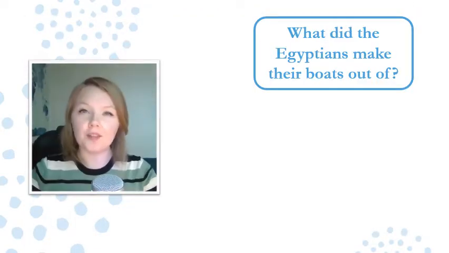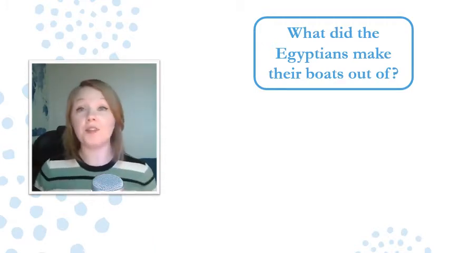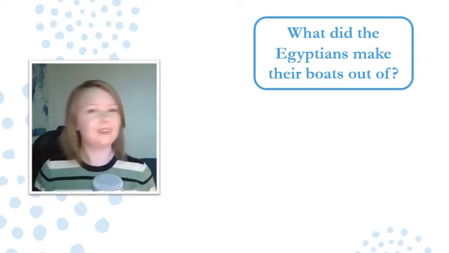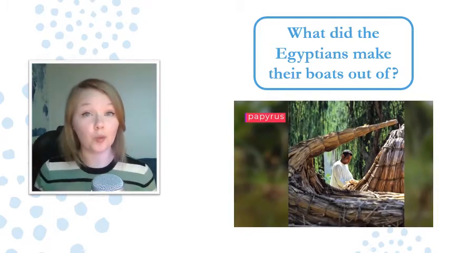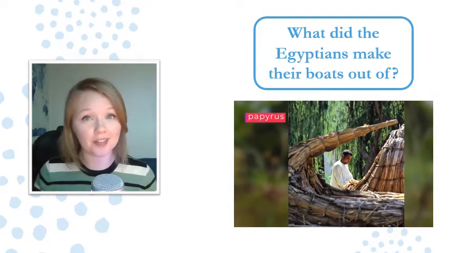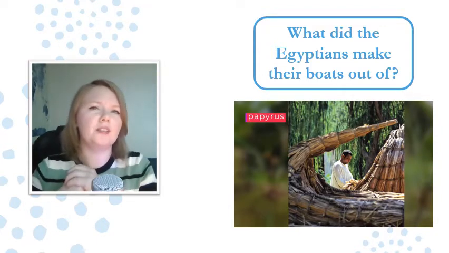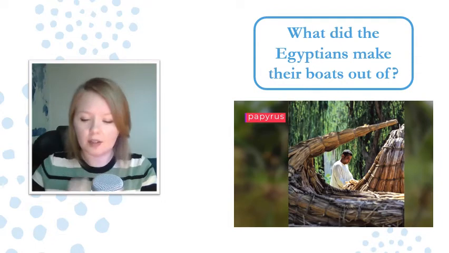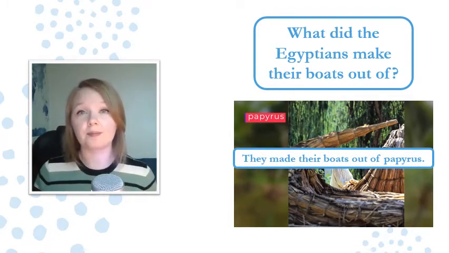Now that we have finished watching the video, let's go ahead and answer our fact-finding question. What did the Egyptians make their boats out of? Did you catch it? Right here in the video, we saw what Egyptians made their boats out of. Papyrus. So how would we put this into a sentence? We could say, they made their boats out of papyrus.